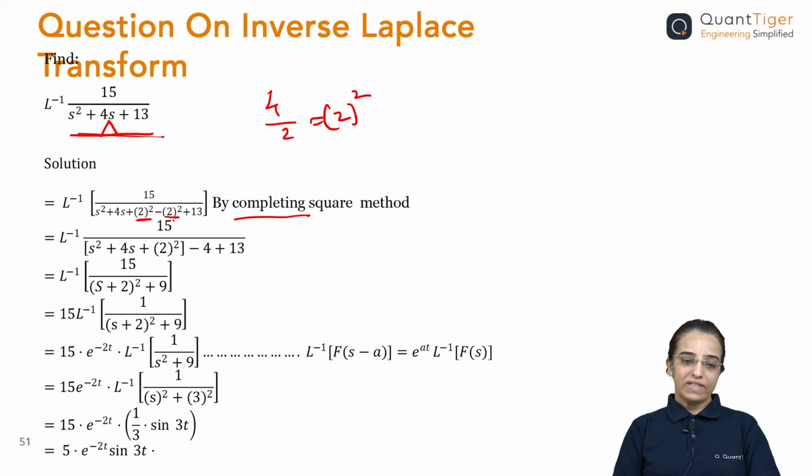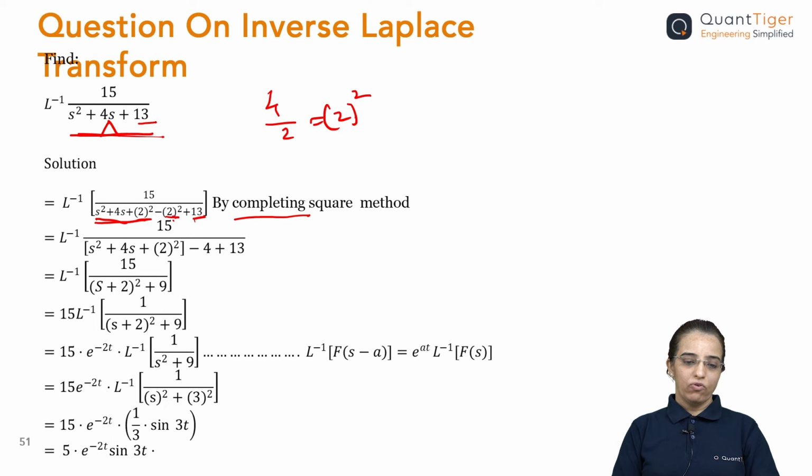The remaining terms will stay as they are, like s square plus 4s, keep them as they are. The 13 that comes later is also as it is. This is called the completing square method. You must remember it well, it is very basic, you have studied it at school level. Now by using that we are simplifying it. The first 3 terms I have put together in one bracket so that I can convert that into complete square format.